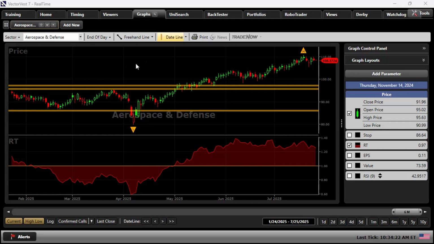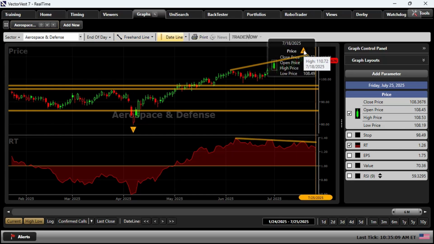All right, now let me show you exactly what I'm talking about here. If I use a freehand line, we can see RT starting to slip to the downside, a series of lower highs, lower lows right in here. However, look at price action over the last 2 months. Momentum in the space has brought the sector of aerospace and defense to a new high on July 18th at $110.72.